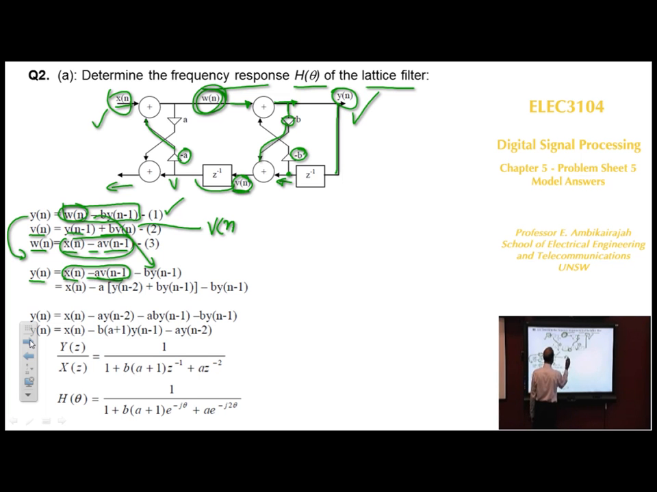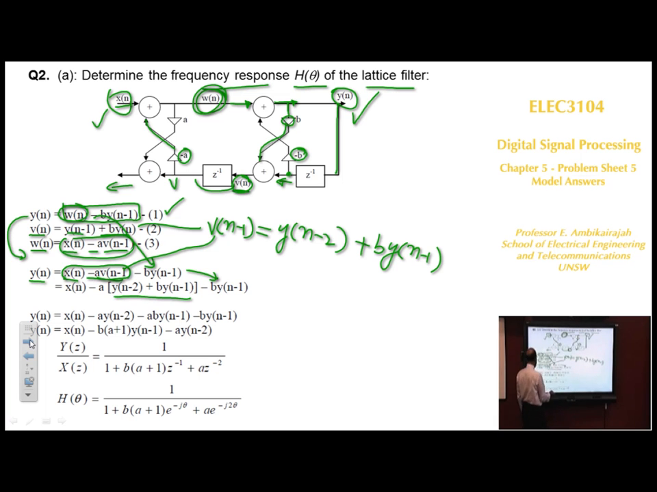vn minus 1 will give you yn minus 2 plus b yn minus 1. And put that in here for vn minus 1. So that's that. Now you simplify this one. Combine them all together. You will find this equation from that equation. Now if you take the Z transform, all these will come to this side. So you get Y(z) over X(z) equal to 1 over, this one will come this side, so b plus a z minus 1. This is z minus 2. Bring it to the other side is plus. So that's that. So H theta is just simply substitute z equal to e to the j theta.